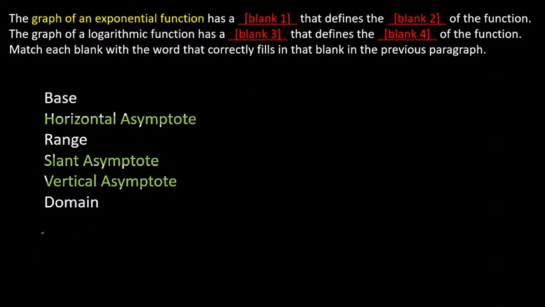So we have to ask ourselves, do you think we're going to figure out that an asymptote defines some other value, such as the base, the range, or the domain? Or is it the other way around? Does a base, range, or domain define a certain type of asymptote? So let's take a look.